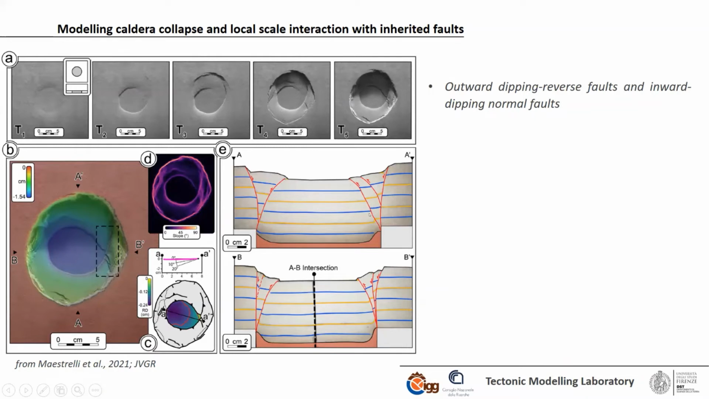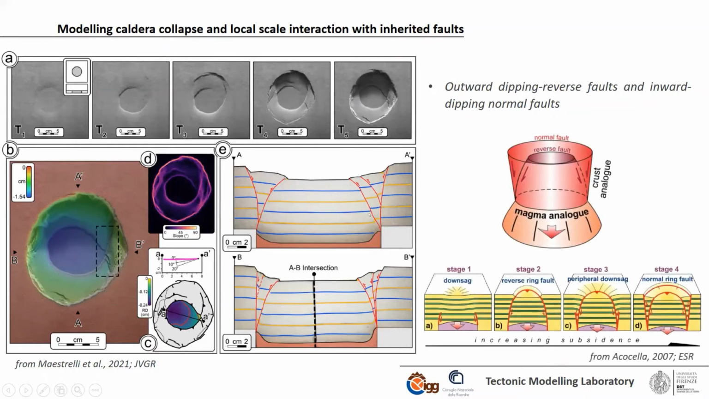This evolutionary model fits well with models already known in the literature, for example, suggested by Acocella, who says that at the beginning you have this outward dipping reverse fault, and then you have the development of the inward dipping normal fault. So our setup is able to reproduce this standard evolution.